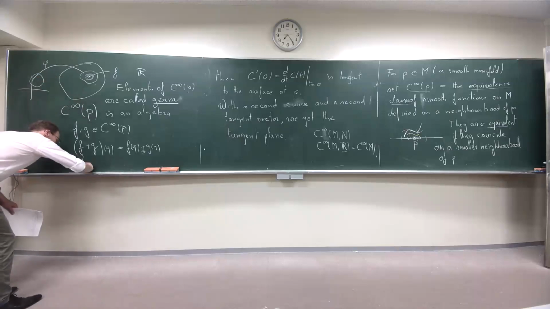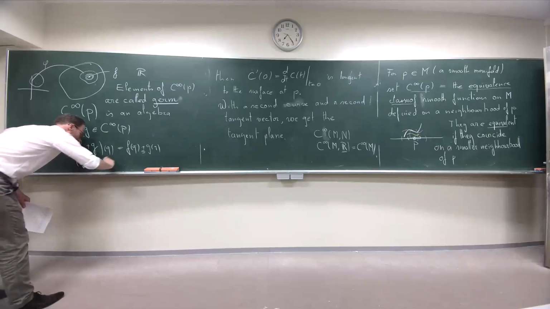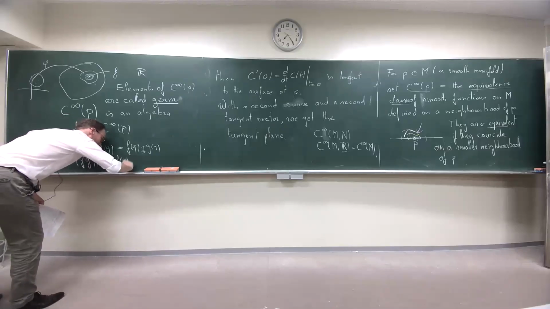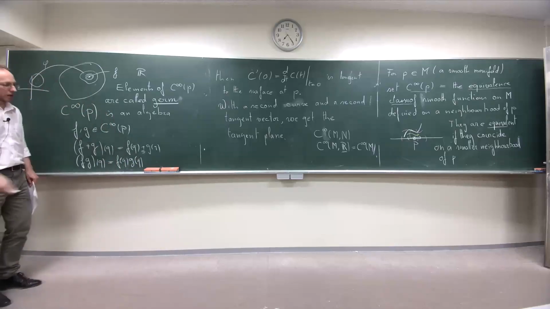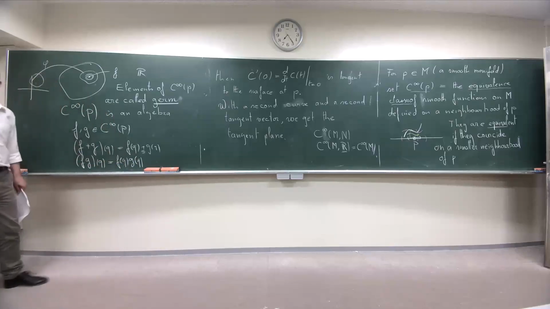What about multiplication of two functions? The same. You can do it. This is f of Q times g of Q. It's well defined because this is the multiplication of two numbers.